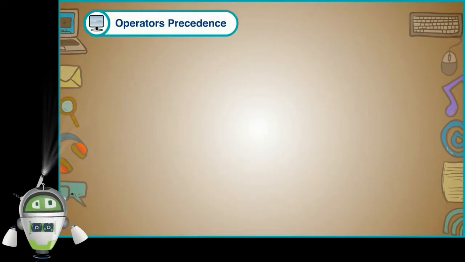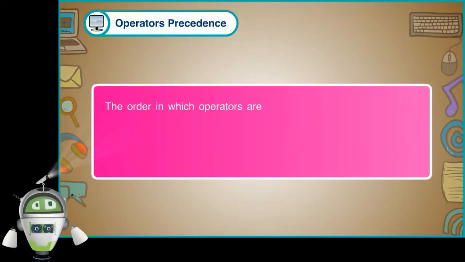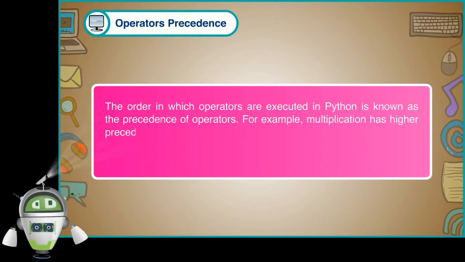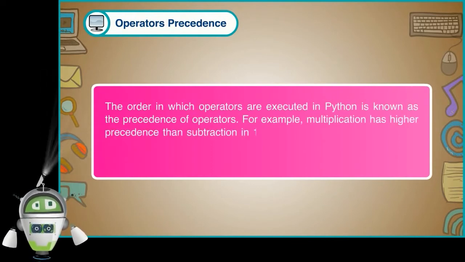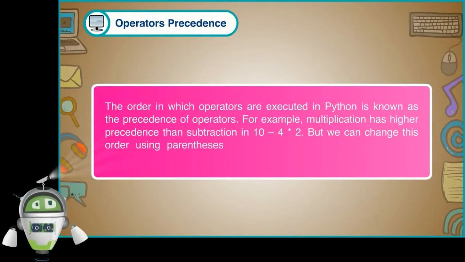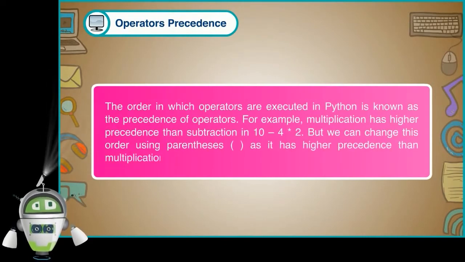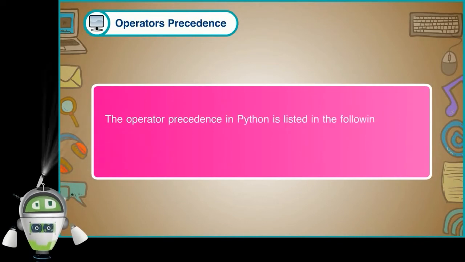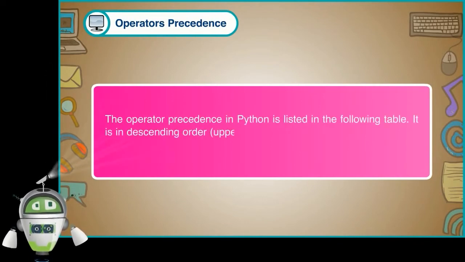Operator precedence. The order in which operators are executed in Python is known as the precedence of operators. For example, multiplication has higher precedence than subtraction in 10 minus 4 multiplied by 2. But we can change this order using parentheses, as they have higher precedence than multiplication, as in 10 minus 4 in parentheses multiplied by 2. The operator precedence in Python is listed in the following table. It is in descending order. The upper group has higher precedence than the lower one.